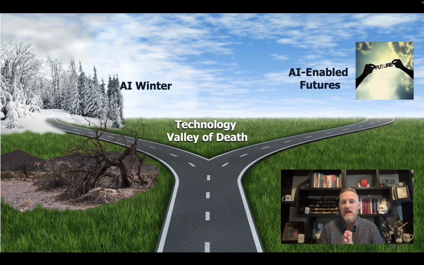So right now, today, we are at a crossroads, I would argue, and we are either going to head to an AI winter on the left or an AI-enabled future on the right. And what faces us at the fork is this technology valley of death, where innovation and ideas don't actually get transferred into useful application. And that's what this course is all about, navigating that technology valley of death.